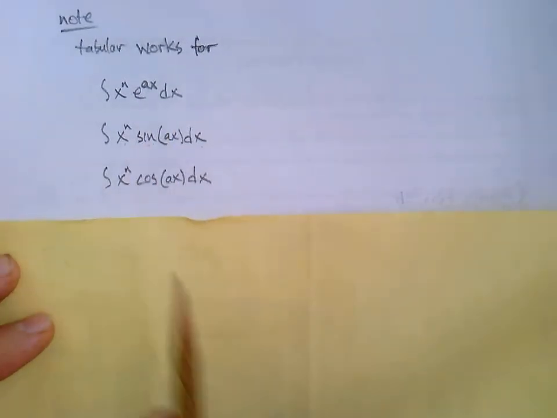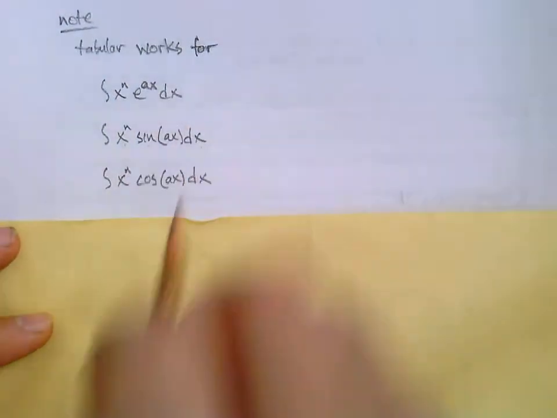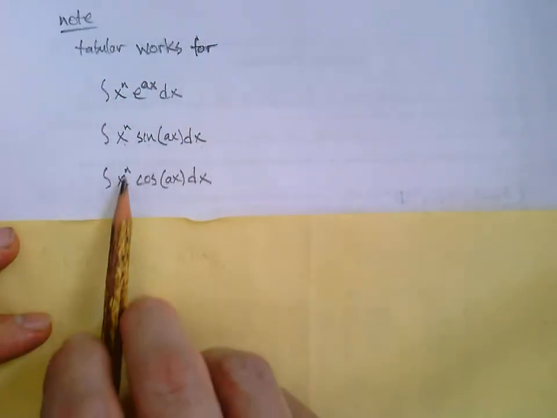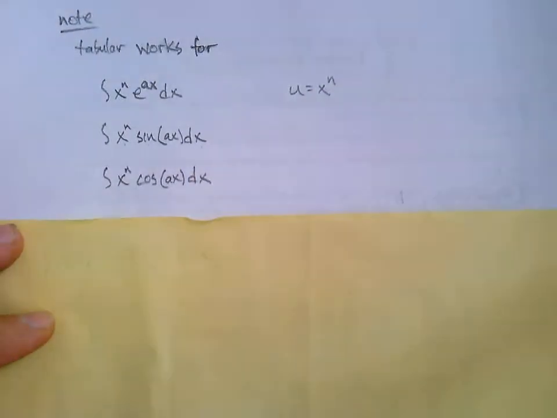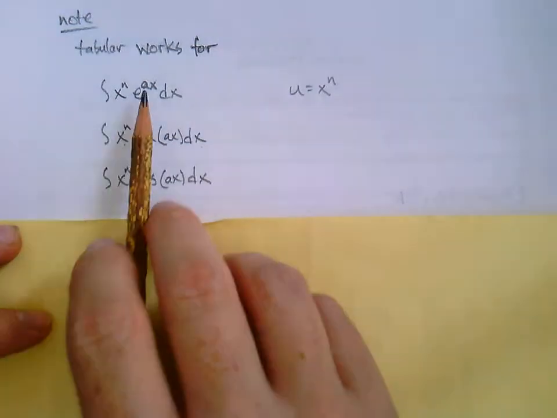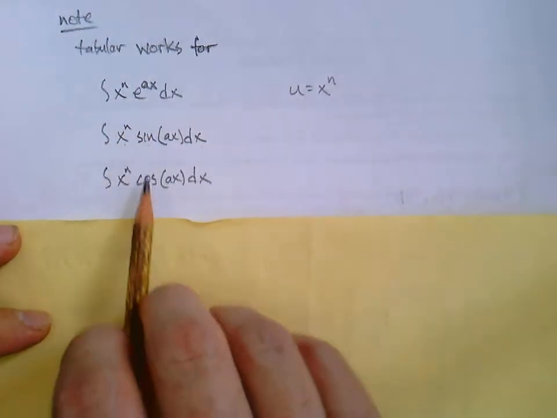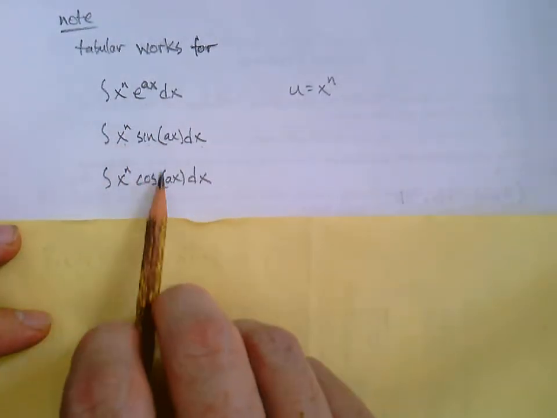Now, every time, you see the pattern, right? That power of x in the front. You're always going to pick u to be the x to the n, and then you take derivatives, and eventually you'll get to 0. The dv is going to be the other part, either the e to the ax or the sine or the cosine.